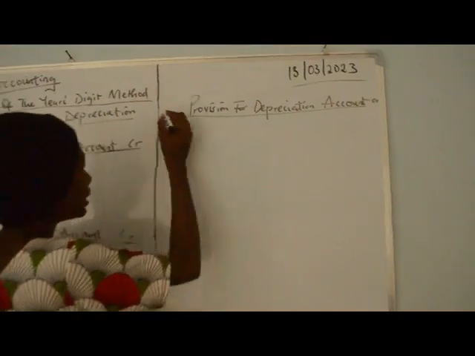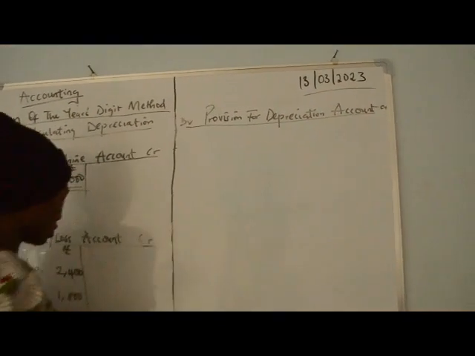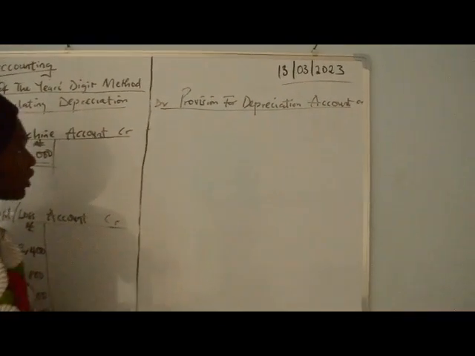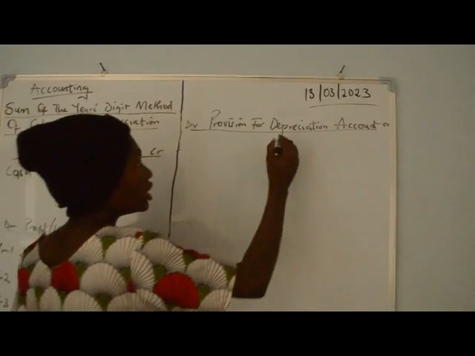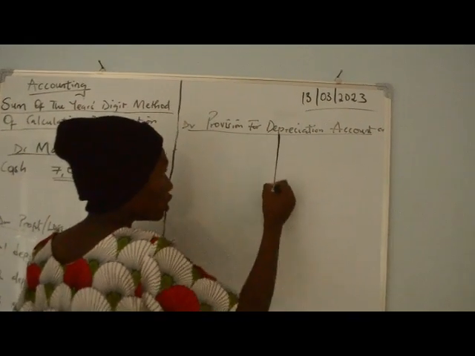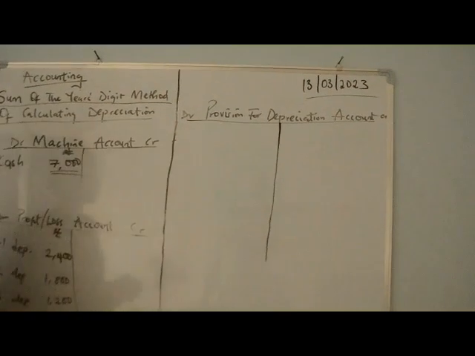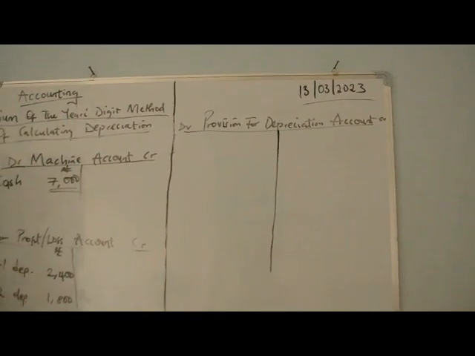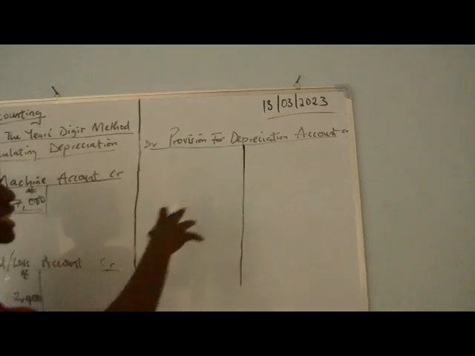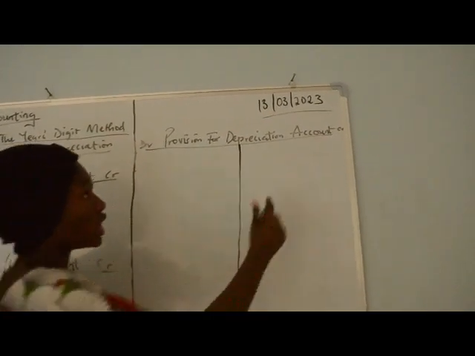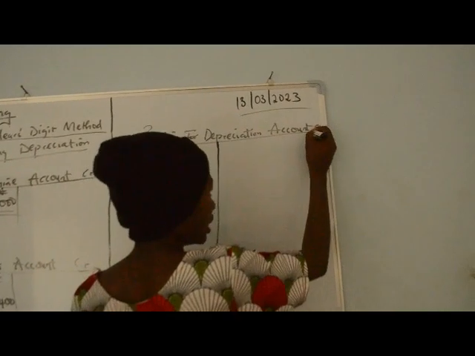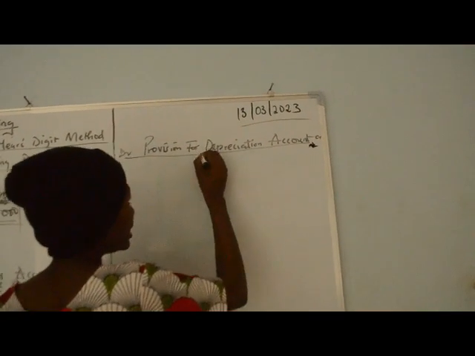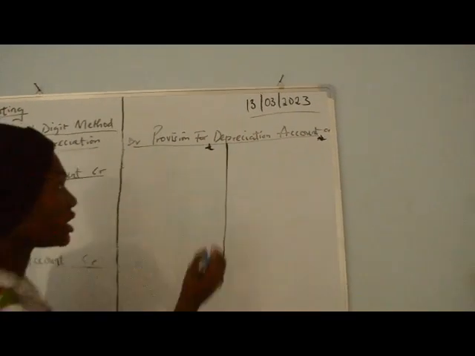Our credit side and our debit side. Like I said, this account is prepared to receive in the depreciation that was treated as expenses in our profit and loss. So here we'll be receiving it in as an income. Income is usually credited, so it means we'll be crediting this account for the first year.